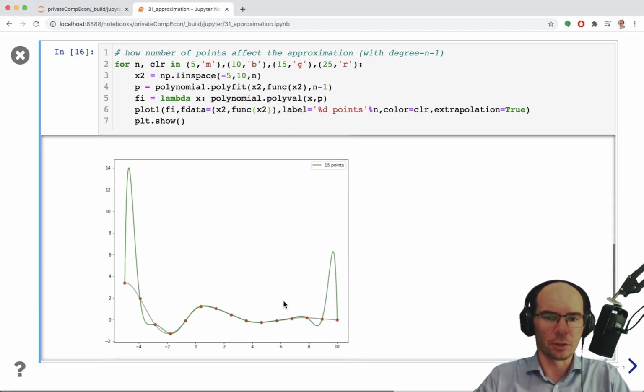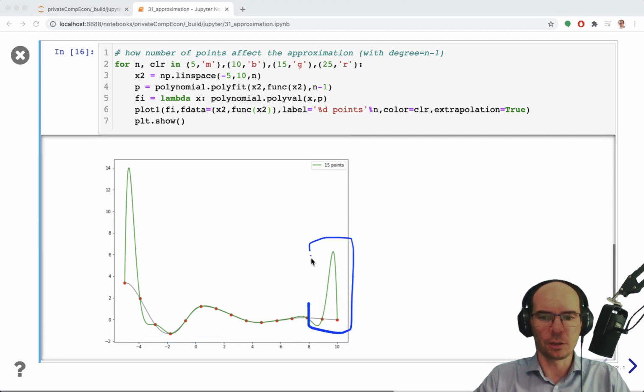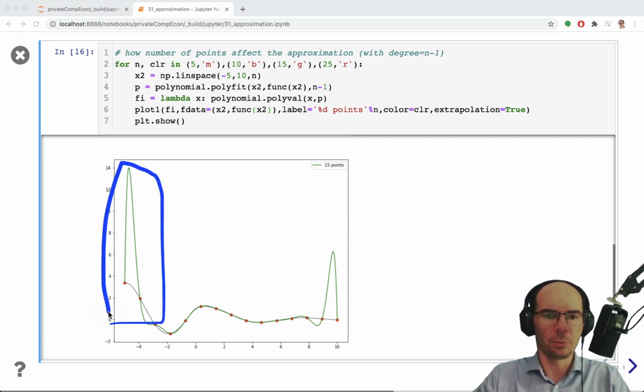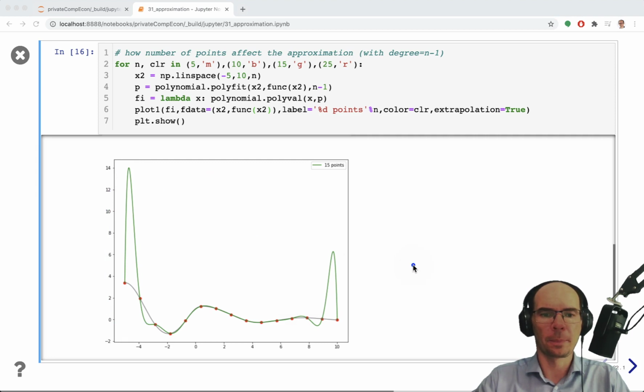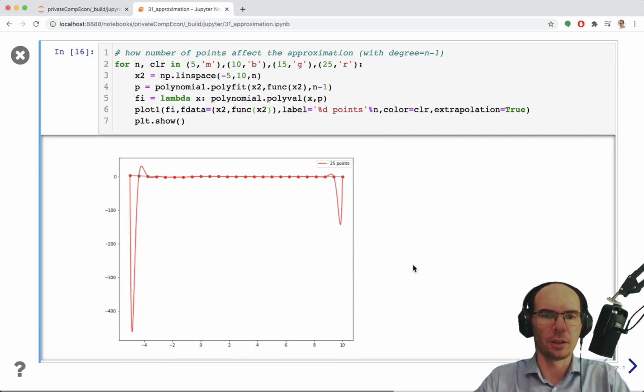Now 15 points, and you can see that the approximation in the middle of the interval is even better, but towards the end we have this blowout. The polynomial just jumps to some unreasonable level. What about 25 points? Again, the line of interest looks almost flat. That's because we are really off the scale with these jumps.